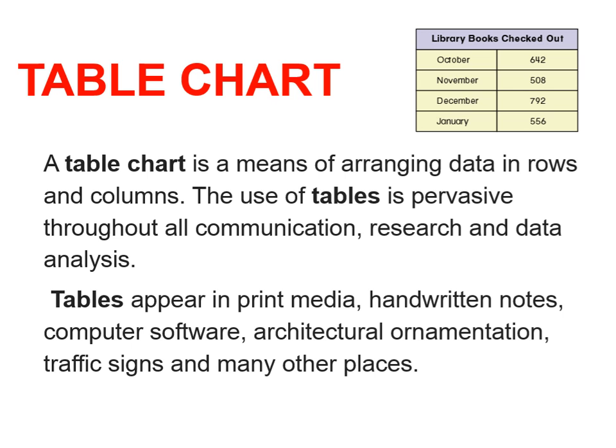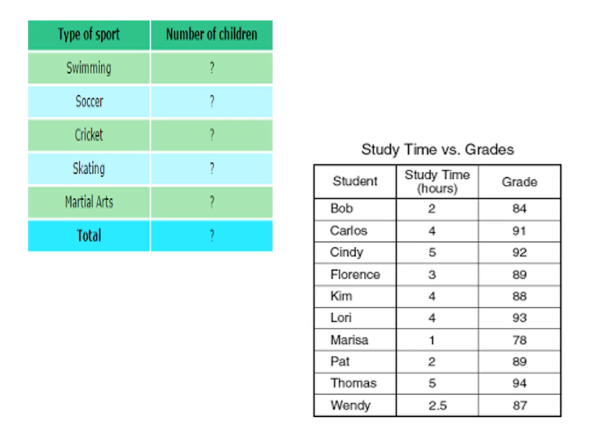Next, we are going to learn about the tables. A table chart is a means of arranging data in rows and columns. The use of tables is pervasive throughout all communication, research, and data analysis. Tables appear in print media, handwritten notes, computer software, architectural ornamentation, traffic signs, and many other places. Some of the examples for tabular column.